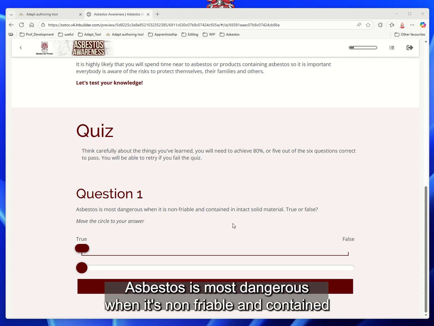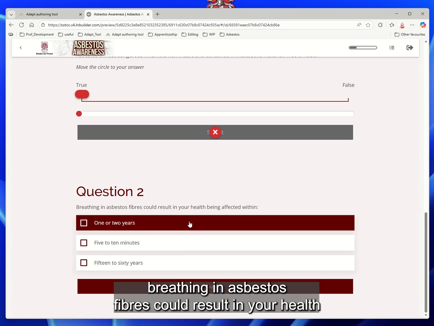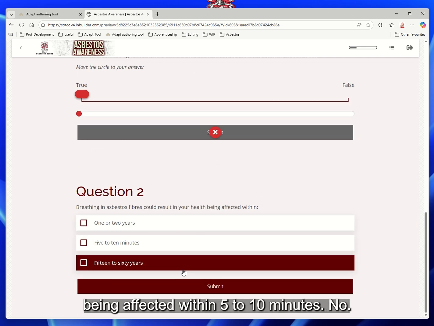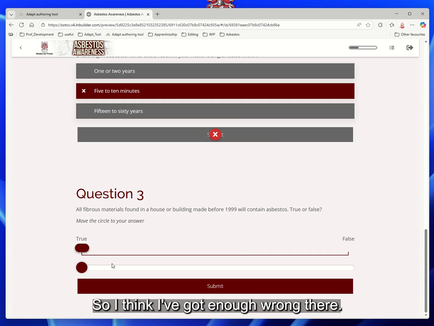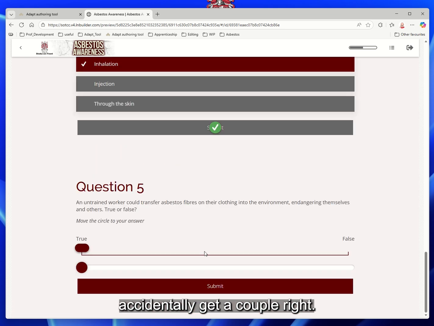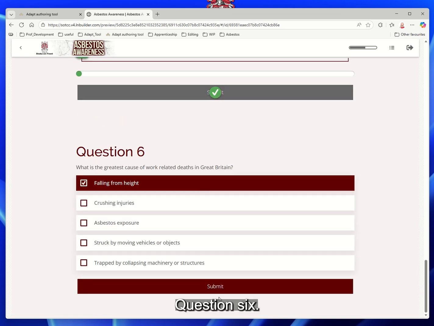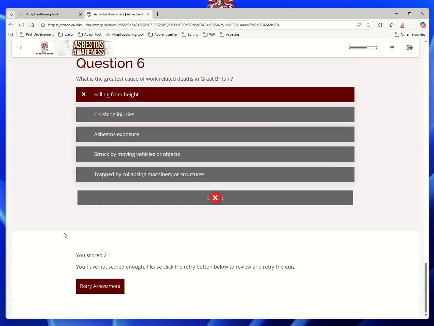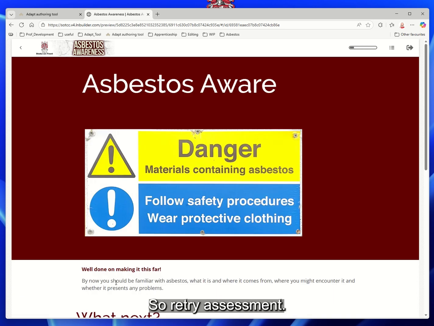So let's see what happens if they don't achieve that. Asbestos is most dangerous when it's non-friable and contained. Breathing in asbestos fibers could result in your health being affected within 5 to 10 minutes. No, so I think I've got enough wrong there. I can just accidentally get a couple right. Question 6. You scored 2, you've not scored enough. Please click retry. So retry assessment.